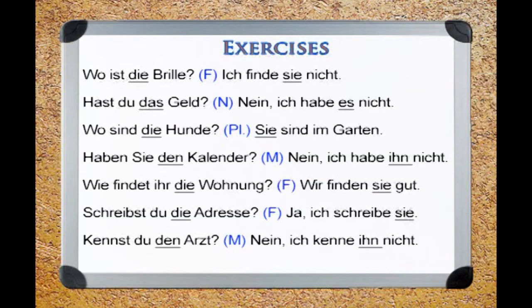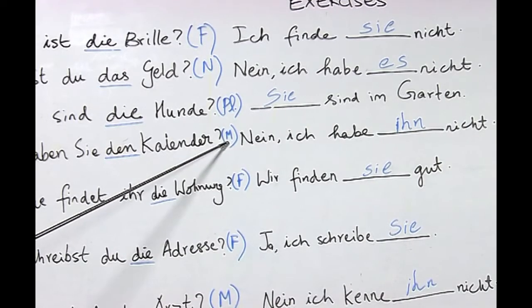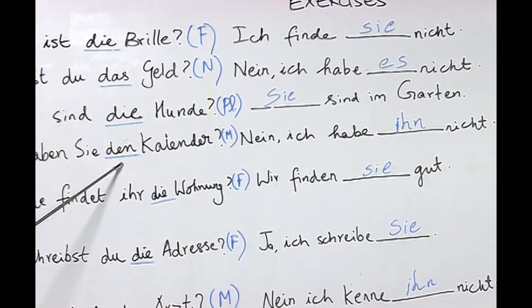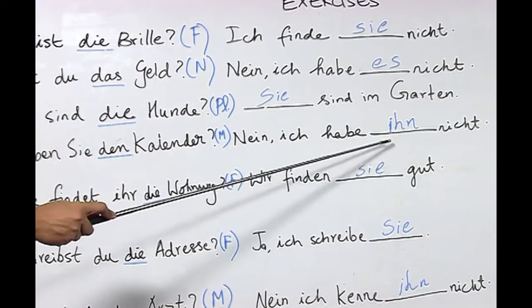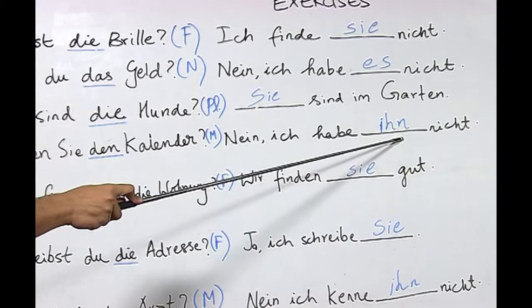Haben Sie den Kalender? Nein, ich habe ihn nicht. You are familiar with the word calendar. In German also, there is a word Kalender which has got, as you can see, the masculine article there, and here it is in accusative. Therefore, the student also wrote the correct pronoun for the accusative article here, which is ihn.